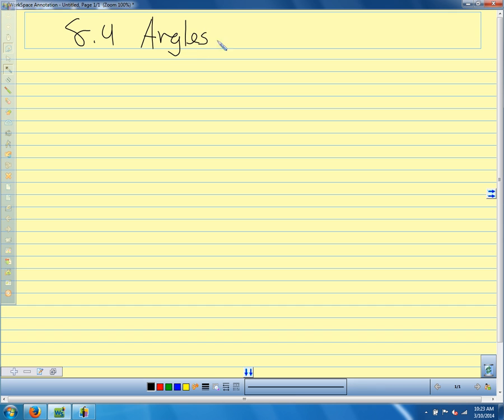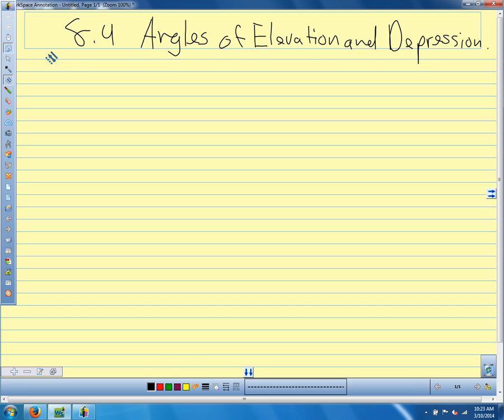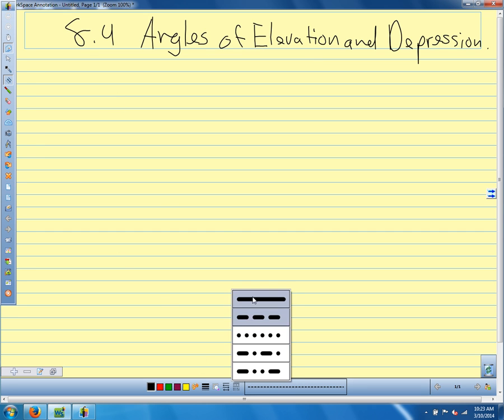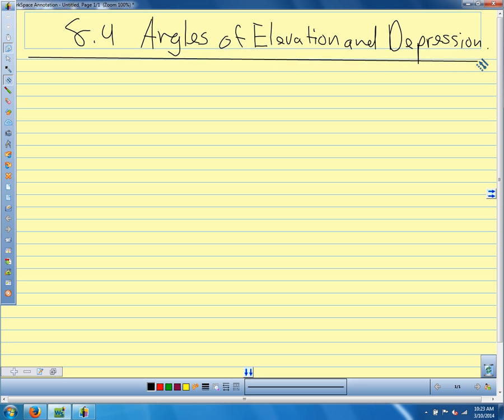And we're talking about angles of elevation and depression. Angles of elevation and angles of depression are just different ways of describing particular kinds of angles that we can use when we're solving problems. So let's talk about the angle of elevation first.